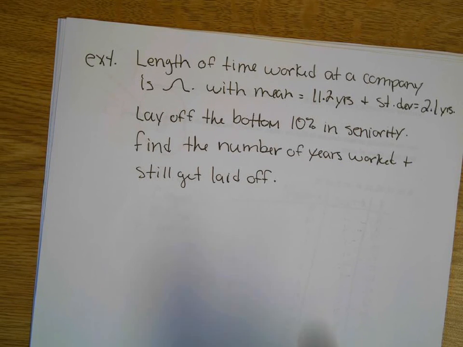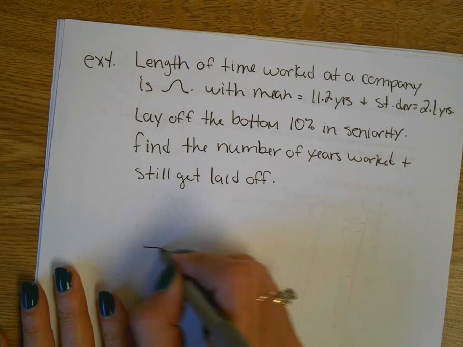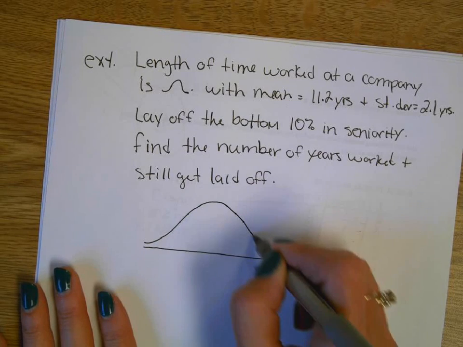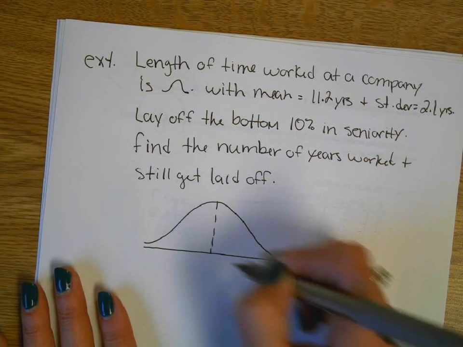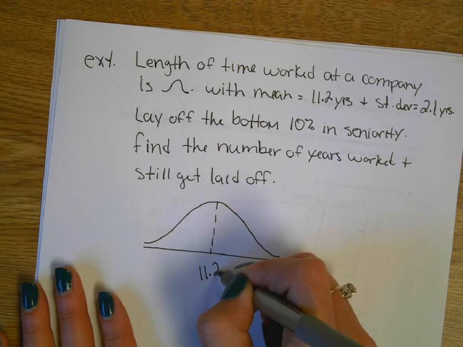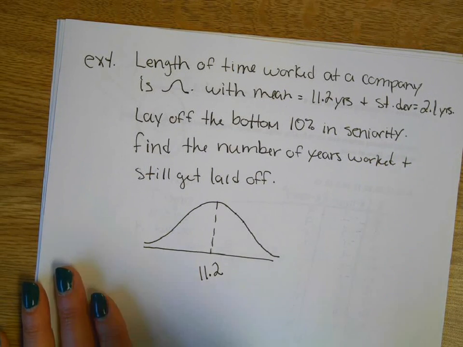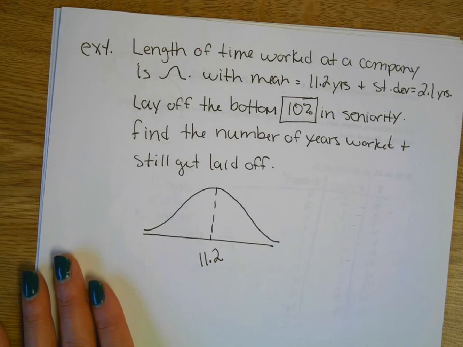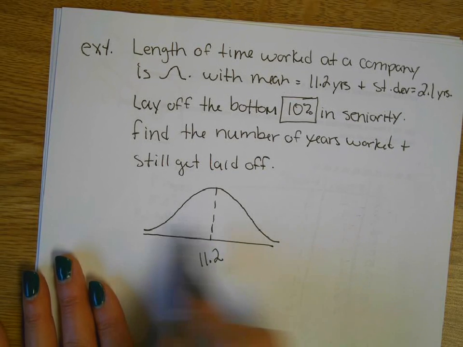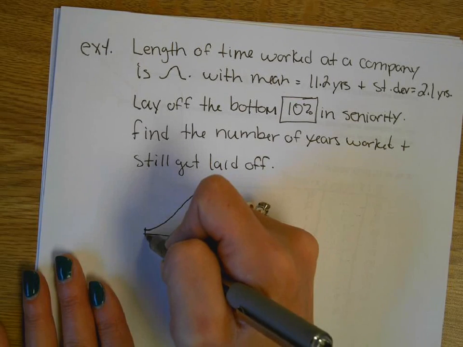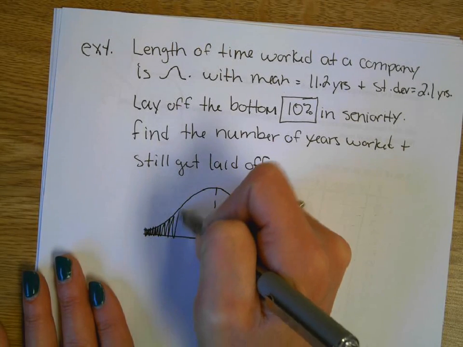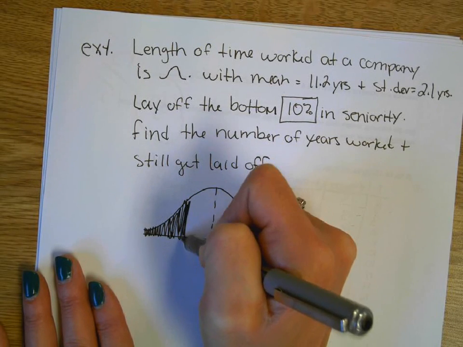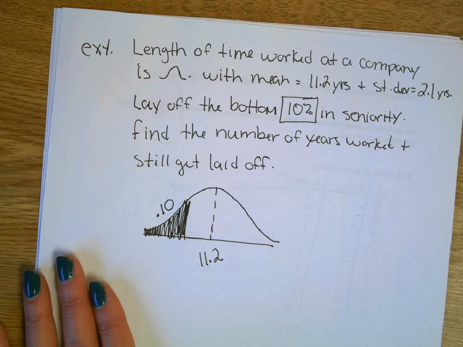Okay, so if you know what everything is in terms of the graph, super easy. We got 11.2 years as the mean. We're going to lay off the bottom 10%. What is that telling you about this graph? You need to find the Z-score. For what? What is that 10%? 0.1. It's the area, correct? What part of the graph is this area at? It's going to be to the left side, the younger people, the less years there. So we want this shaded area to be 10% of the normal curve.